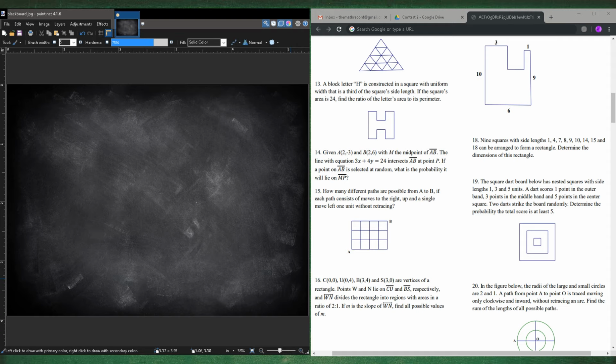Question 15. How many different ways are possible from A to B if each path consists of moves to the right, up, and a single move left? So a single move left without retracing. Okay, let's draw this out. Let's draw this.